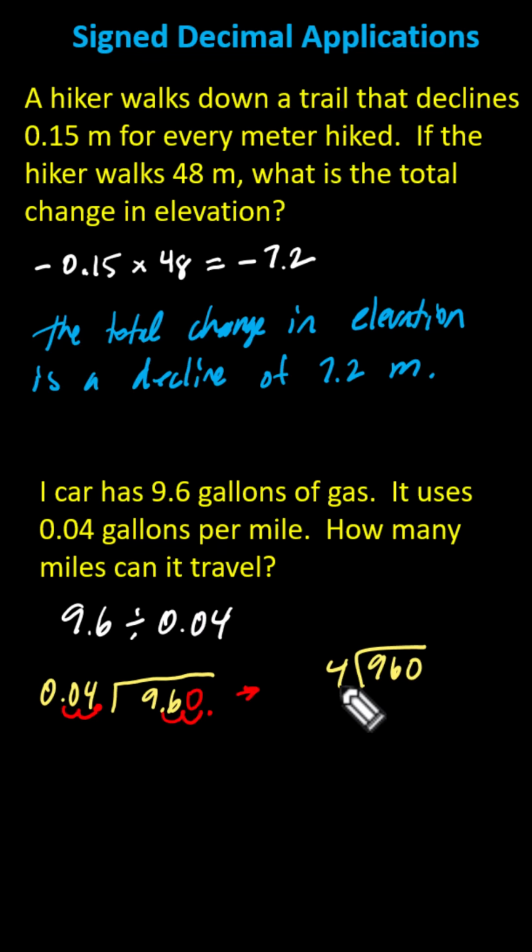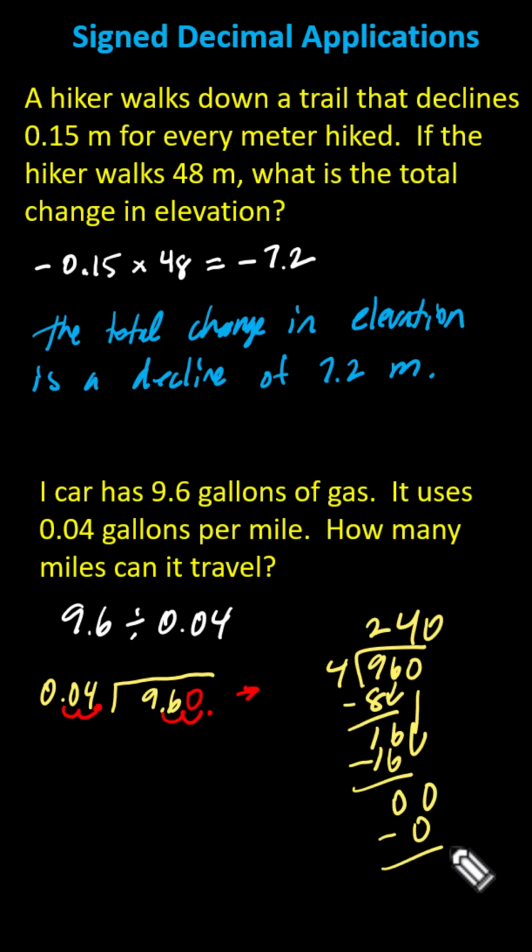And now we divide. There are 2 4s in 9. 2 times 4 is 8. Subtract. Bring down the 6. There are 4 4s in 16. Subtract. Bring down the last digit of 0. There are 0 4s in 0. Subtract. And we're done. The quotient is 240.